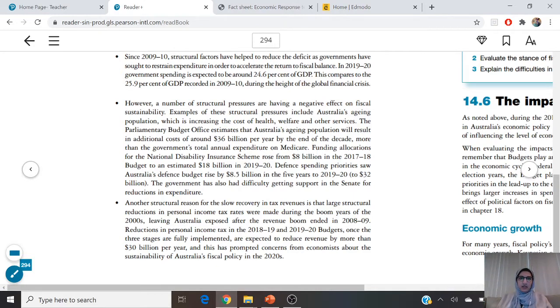The Parliamentary Budget Office estimates that Australia's aging population will result in additional costs of around $36 billion per year by the end of the decade, more than the government's total annual expenditure on Medicare. So that's a lot that the government will be spending on just medical care for the aging population. That's what they don't want. They basically want the younger population to come up so that we can truly have a boost. That's why, as we discussed earlier as well, the government is also trying to make the retirement age a lot higher than it is now.